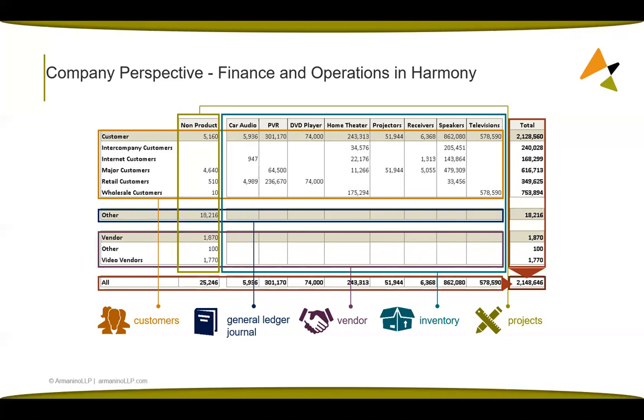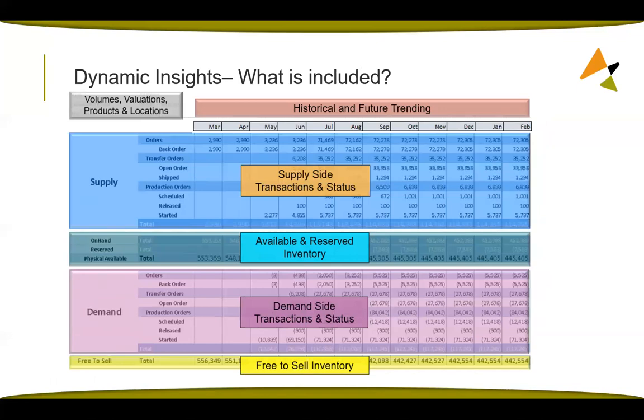So the idea of integration and reconciliation applies not only to the GL side of the house, but it also applies to the inventory side. This is an example of what can be delivered from an inventory standpoint. So here we can see on-hand information from a historical standpoint, both for valuations as well as for quantities.